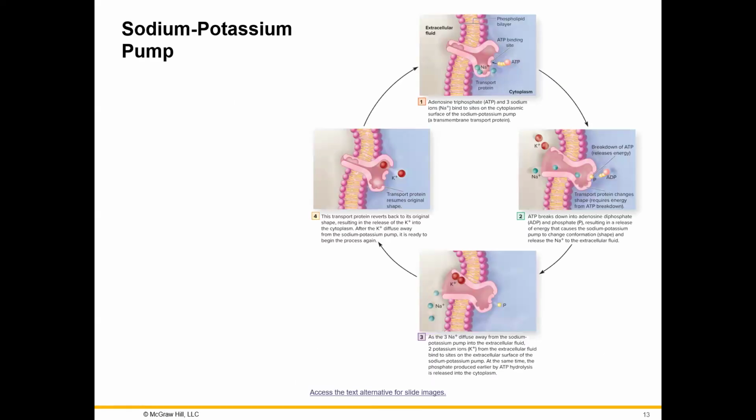Here you see an image of the sodium potassium pump at work. So I'll give you a chance to pause here if you want to read all this information. But you can see the big takeaway is that you are utilizing ATP so that the sodium will diffuse away and the potassium will diffuse into the cell.